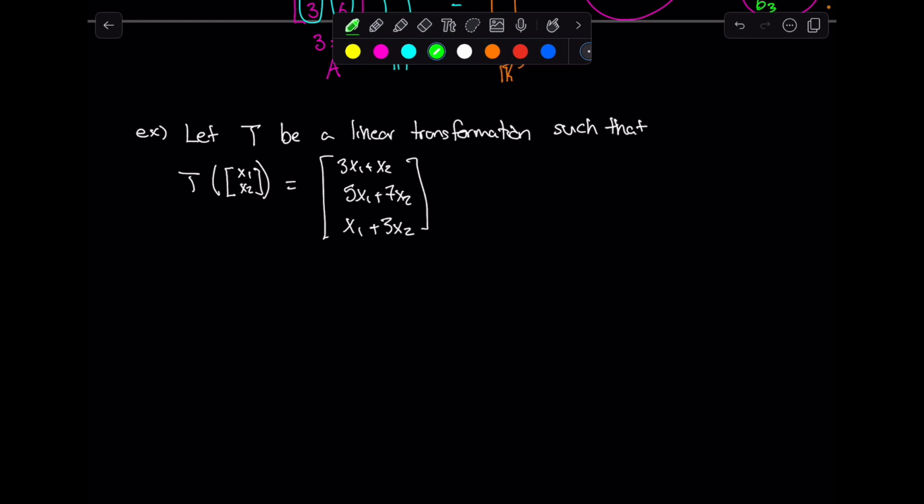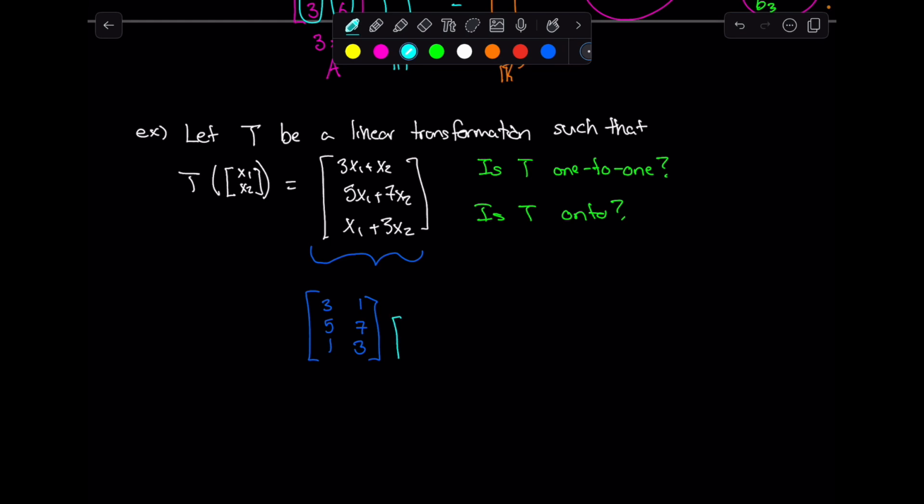And the two questions we're going to ask are: is the transformation T one-to-one, and is T onto? First and foremost, it's a good idea to rewrite this on the left side in the form of a matrix: 3, 5, 1, and then 1, 7, 3, with our input vector x1, x2. What do we expect to get out? This is a 3 by 2 and this is a 2 by 1, so we should expect a 3 by 1 matrix. So T goes from a domain of R2 and maps over to R3, and we're asking whether it is one-to-one and onto.